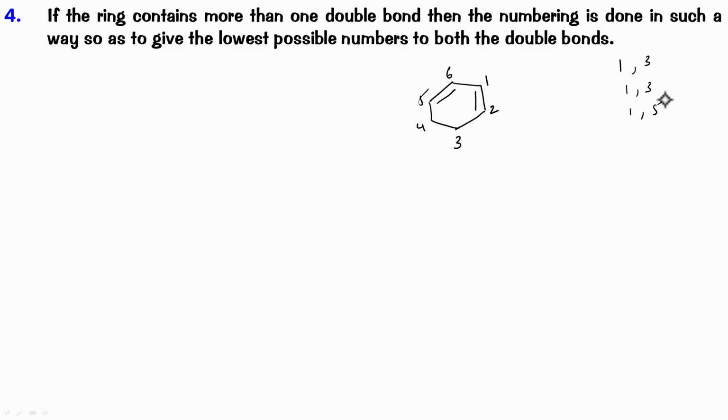So the numbering has to be done in such a way that one of the carbons having the double bond is 1, the other doubly bonded carbon gets 2, and the next double bond should get as low a number as possible. So if you have this kind of a situation, this is the way you number it.